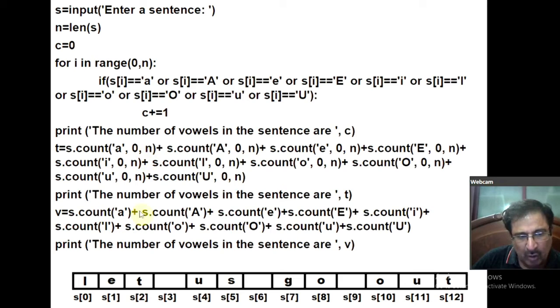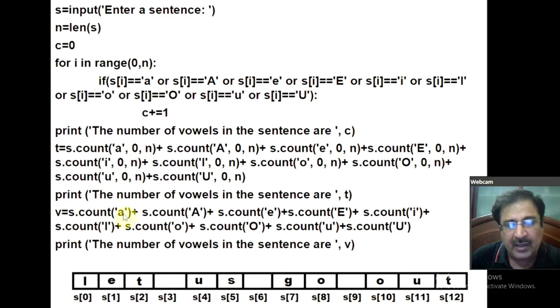See, this count method is exactly the same as this. So you are counting for the lowercase vowels or uppercase vowels in the string variable S, and the total of the count is assigned to the variable V, and you are displaying the count of the vowels through this print statement. Let us run this program.